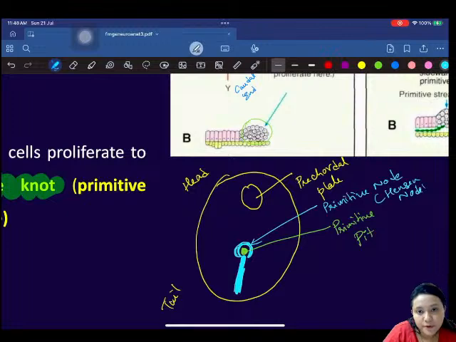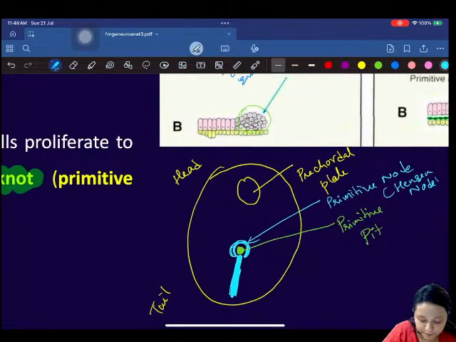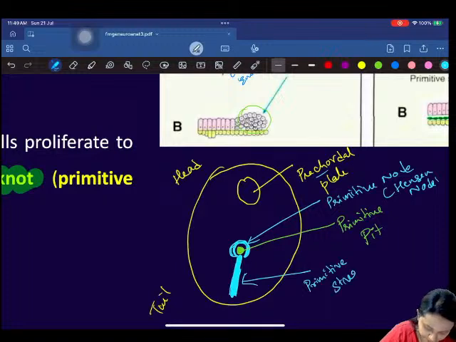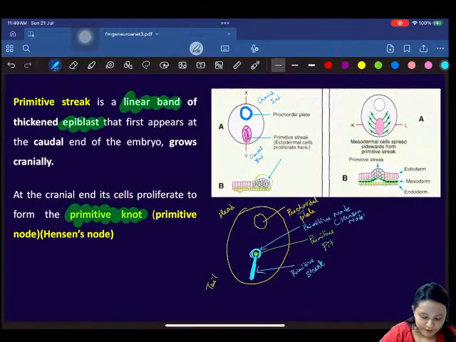So till this much you understood that there is the precaudal plate, and this is the primitive streak. The precaudal plate is in the head end and the primitive streak is in the tail end. So first there is the primitive streak, it is going towards the cranial end, and then it is forming a knot that is known as the primitive knot or the Hansen's knot, and then you also have a pit there that is known as the primitive pit. Okay, so till this much it is cleared.